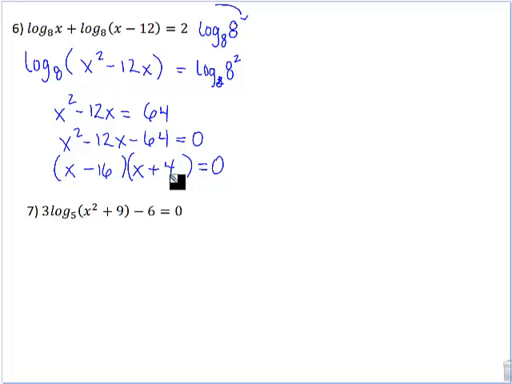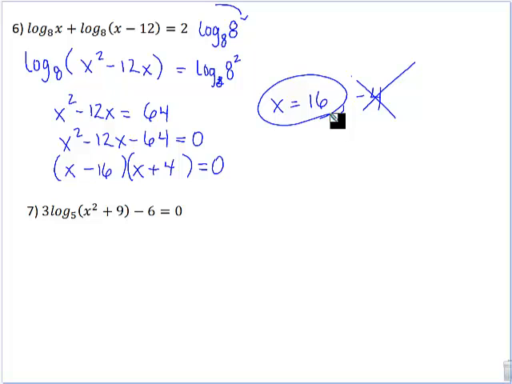So what are your two values for x here? Positive 16 and negative 4. So now look at both of those and look at your original equation. Will either of those make your original equation negative inside of the logarithm? Negative 4 will, so that will not work for a solution. So x is only 16 here. Is that one okay? Yes. All right, we'll do one more together.